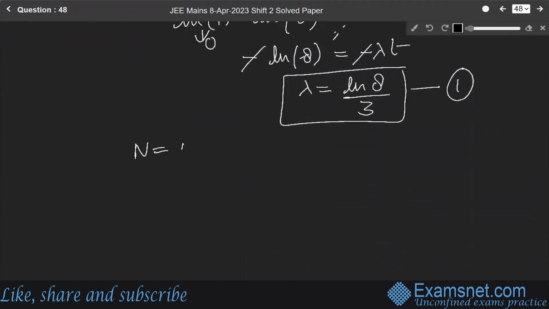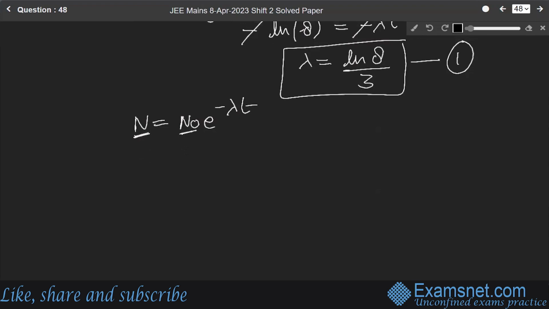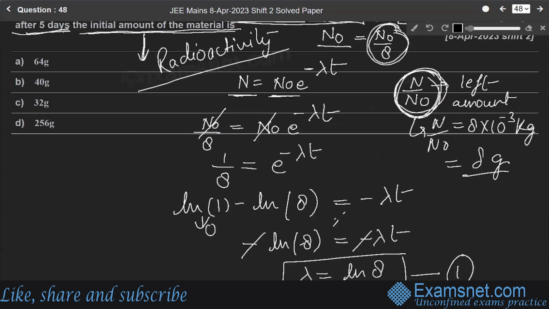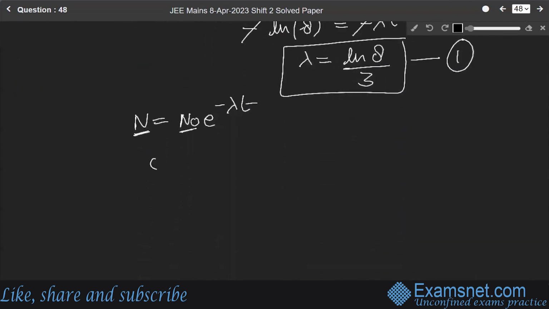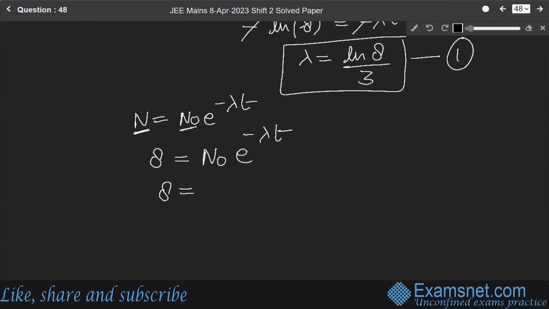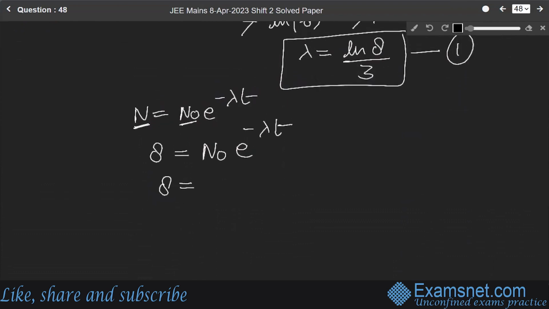Since we know that n equals n naught e to the power minus lambda t, this is the initial amount, this is the final amount, and we are given 8 into 10 to the power minus 3 kg. So we write 8 gram equals n naught e to the power minus lambda t. Lambda is ln of 8 by 3, into t. T is how much? 5 days.